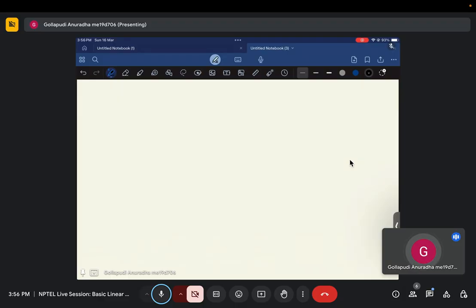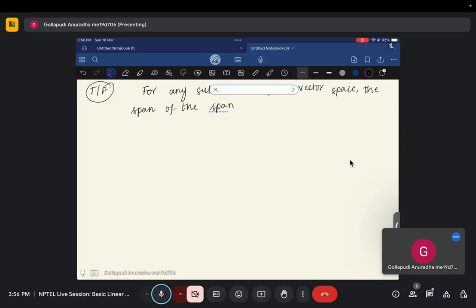Okay. So the true or false question. Okay. So think and tell: for any subset S of a vector space, the span of the span equals the span.